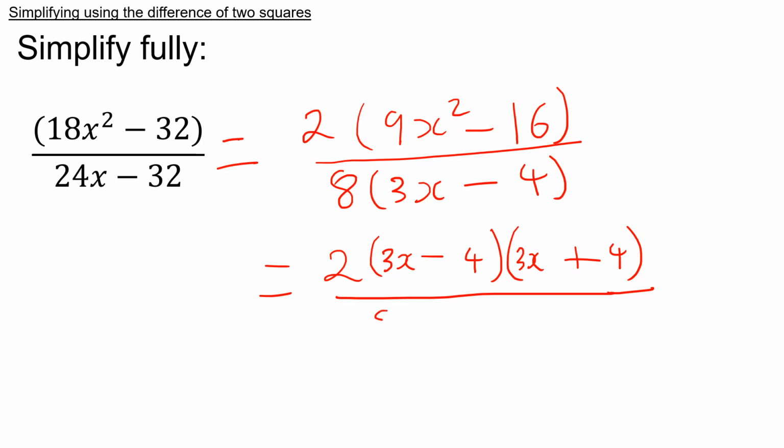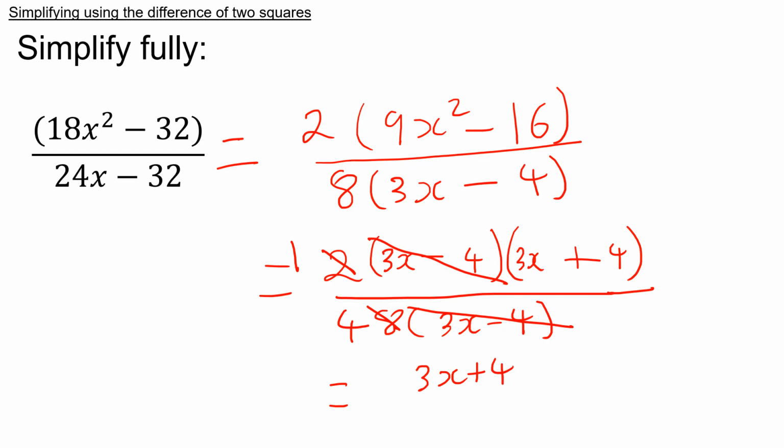And on the bottom we have 8 times 3x minus 4. So the factor 3x minus 4 will cancel. And 2 goes into itself once and into 8 4 times. So we have a final answer of 3x plus 4 over 4.